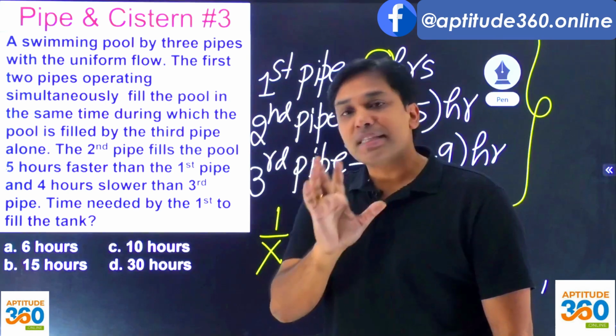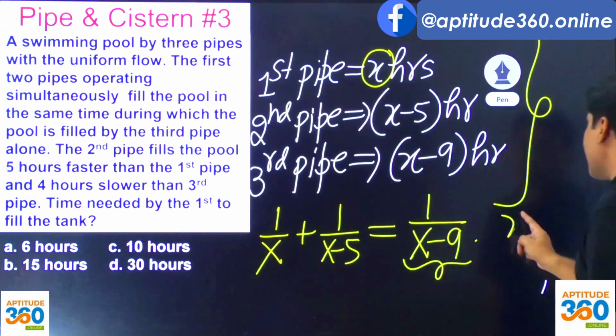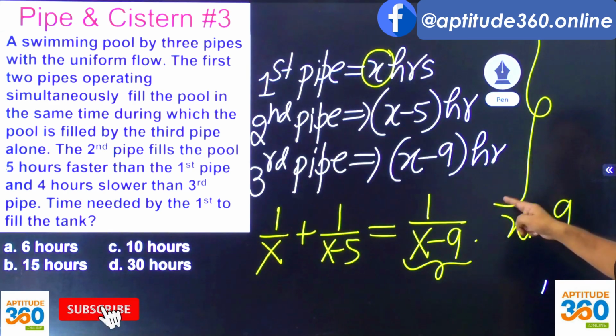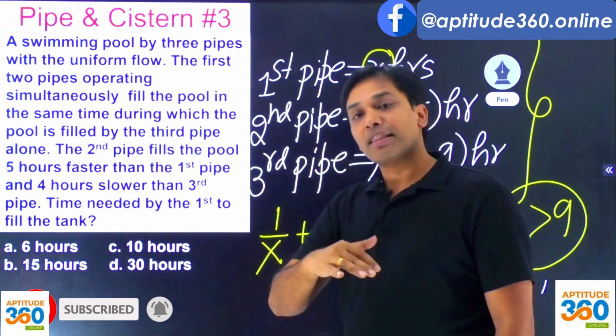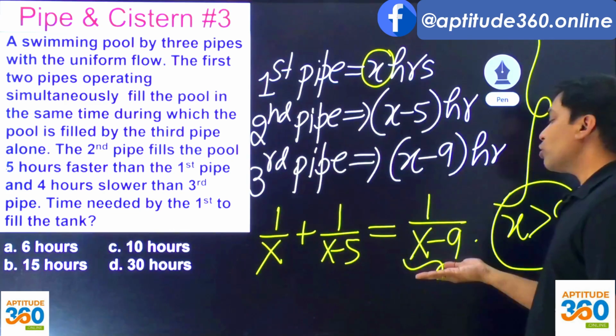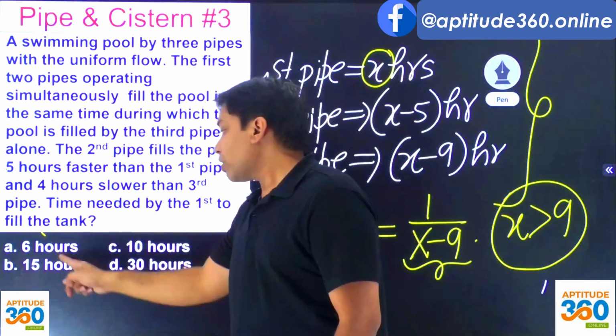X cannot be less than 9. Do you understand this? In fact, x has to be more than 9. Why? You understand? Because if you take a value of x which is less than 9, then x-9 is going to be a negative value, तो acceptable ही नहीं है. So 6 hours is gone.